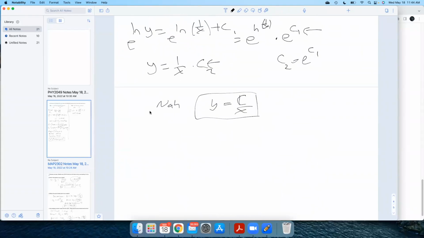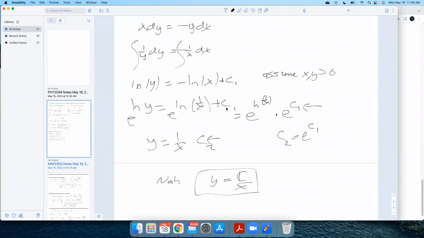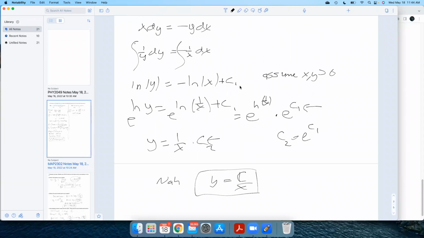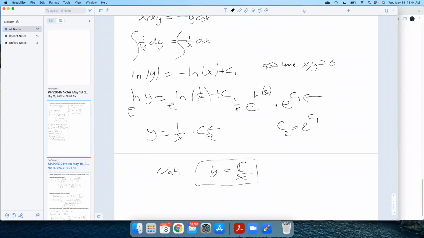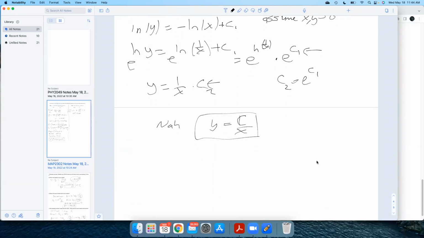And I also want to emphasize that when you're solving a particular solution, an initial value problem, that's the only time you got to worry about these different constants. So I'm going to write up two different things here. Let's solve an IVP. Y of 1 equals 1.